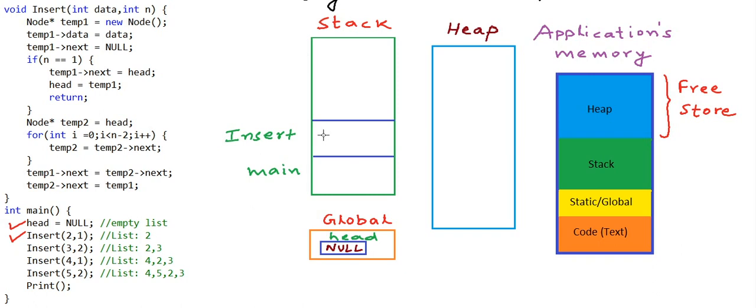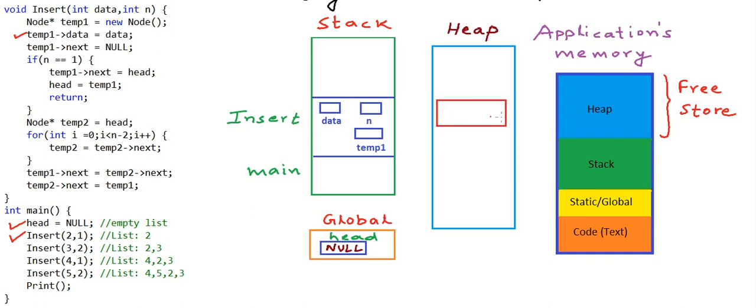It has two arguments, data and this variable n. This stack frame will be a little larger because we will have a couple of local variables. And now we create another local variable, which is a pointer to node, temp1, and we use the new operator to create a memory block in the heap. And this guy temp1 initially stores the address of this memory block. Let's say this memory block is at address 150, so this guy stores the address 150.